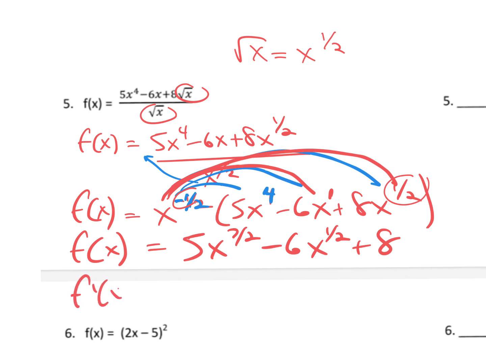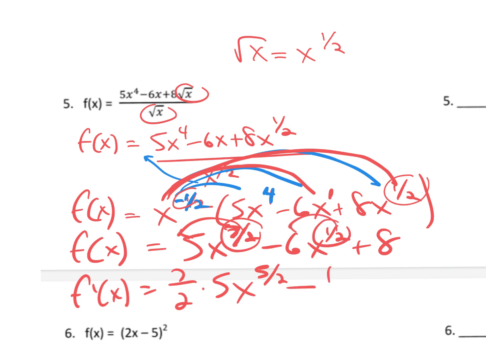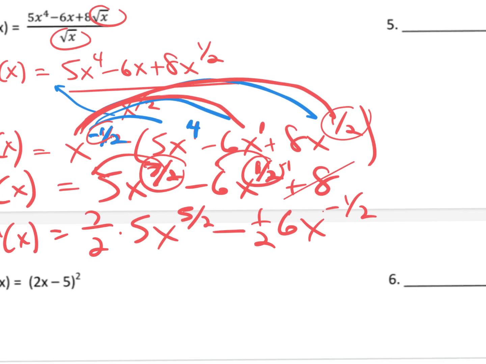So then the derivative: 7 halves brought to the front times 5x, and then 7 halves minus 1 is 5 halves, minus, bring the 1 half to the front, 6x, and then 1 half minus 1 is negative 1 half, and the derivative of 8 is 0, so that cancels.